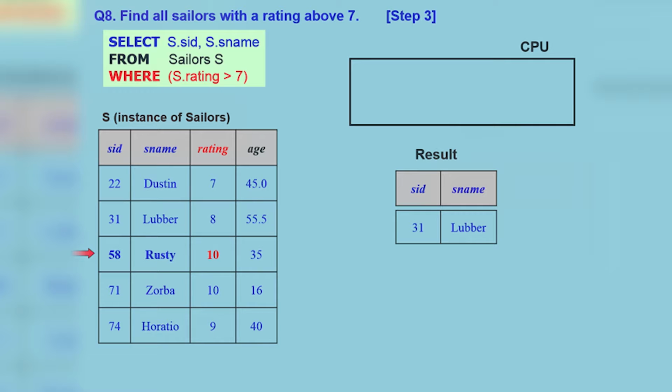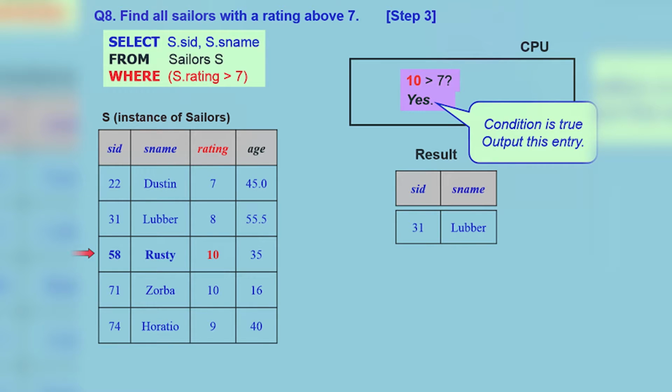Step 3. Let's check Rusty with his rating, rating 10. Is 10 greater than 7? Yes, of course. Condition is true. Output this entry. We add Rusty to the result table.